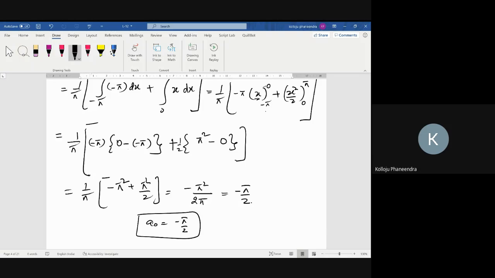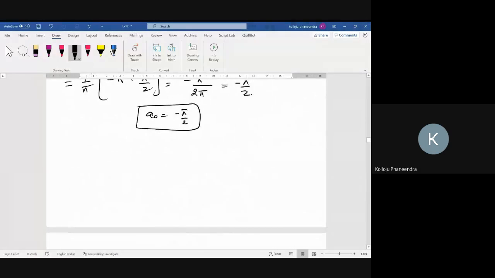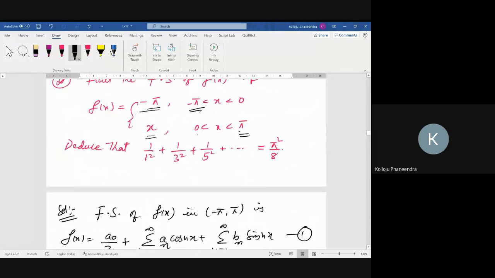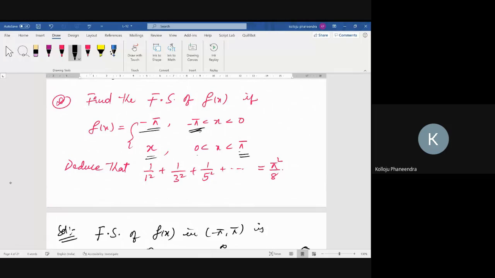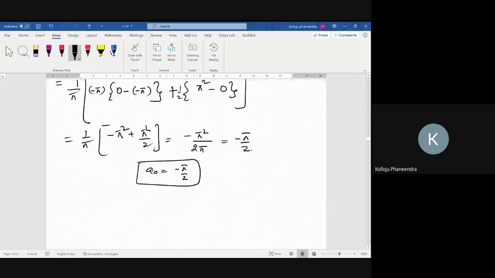And coming to next, an. And one more point. Whenever the interval is minus pi to pi, check whether the function is even or odd. That is the first point. But since the function is defined in two intervals, and this is minus pi, which is a constant, and this is x, which is variable, this function is neither even nor odd. That's the first condition. After that only you proceed with this Fourier series.